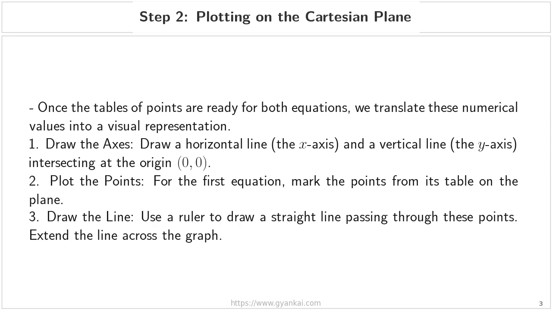Third, once those points are marked, use a ruler to draw a straight line that passes exactly through them. A common mistake is to stop the line at the last point, so make sure to extend the line across the entire graph so we can see where it might go.